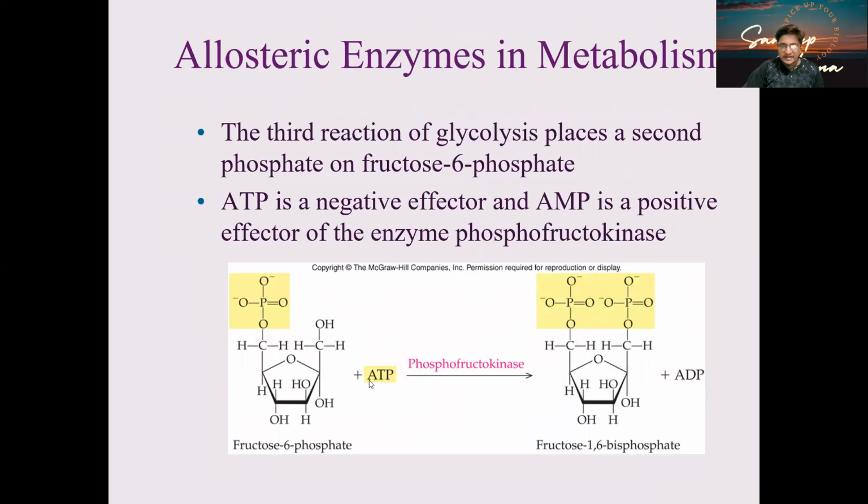Among the few enzymes, one is phosphofructokinase, which you can see over here, which carries out the phosphorylation of fructose 6 phosphate to get it converted into fructose 1,6 bisphosphate. Here ATP is going to be the negative factor because enough energy is already there in the system, so why make more? Whereas AMP is a signal that the energy level has been reduced, so that is going to work like a positive effector, and hence the rate of reaction will increase.